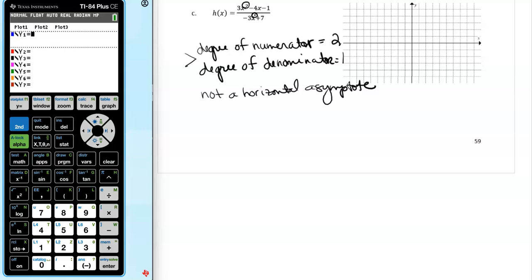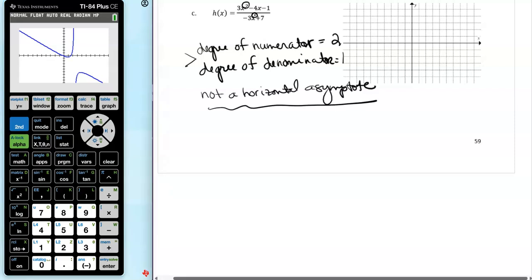Let's go to y equals and clear out what we had before, and then type in our function. Focus on the end behaviors on the left and the right and see that this particular function is not approaching a horizontal line. Let me hit graph, and there we are. You can see the slant asymptote happening right in the middle of the page. We have our function on the left slanting upwards to the left, and our function on the right is slanting downwards and to the right. So we can tell there's no horizontal asymptote on this particular graph.